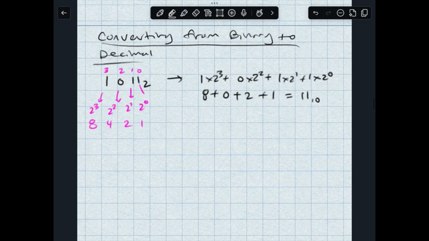Right, one more just for grins and giggles. Let's say I've got 1100 base 2. Let's convert that. That would be 1 times 2 to the 3 plus 1 times 2 to the 2nd plus a whole bunch of zeros. That's equal to 8 plus 4, which is 12 base 10.